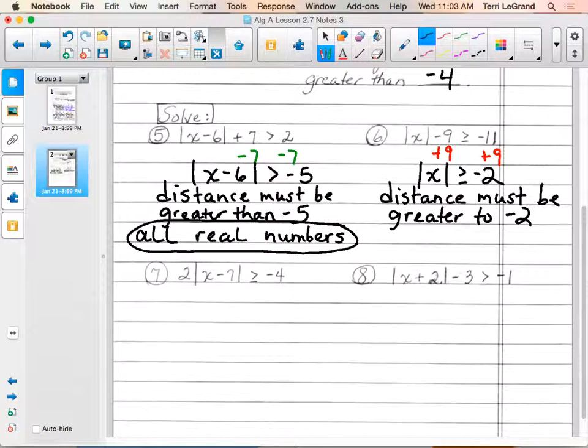But can it be greater than -2? Yeah, all distance is greater than -2, isn't it? 0 is greater than -2. All positive numbers are greater than -2. So this is all real numbers.